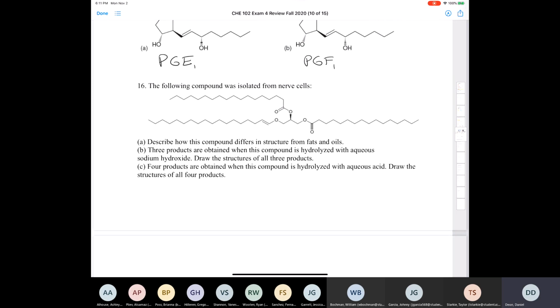Well, we can take a quick look at it. It says here, the following compound was isolated from nerve cells. Describe how this compound differs in structure from fats and oils. Well, the first thing I noticed is that this compound does have a glycerol backbone. So in case you're wondering, it does. Here's the glycerol backbone. I'll circle it in blue. You can even see they put a wedge here because that's the chiral carbon. So glycerol, over here, glycerol backbone.